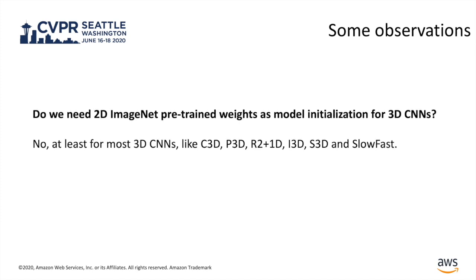As we mentioned above, the advantage of I3D is it bypasses the training from scratch and achieves good performance. But now, some recent methods trained from scratch are fine and didn't notice any performance degradation, such as SlowFast. So, do we really need 2D ImageNet pre-trained weights as model initialization for 3D CNNs? In our reproducing experiments, we find that not necessary, at least for most 3D CNNs using RGB input alone, like C3D, P3D, R2plus1D, I3D, S3D, and SlowFast. We don't need to initialize 3D CNNs from 2D weights. We can just train from scratch.